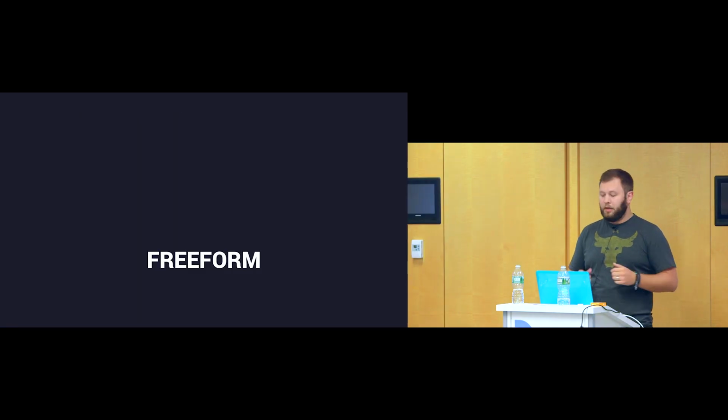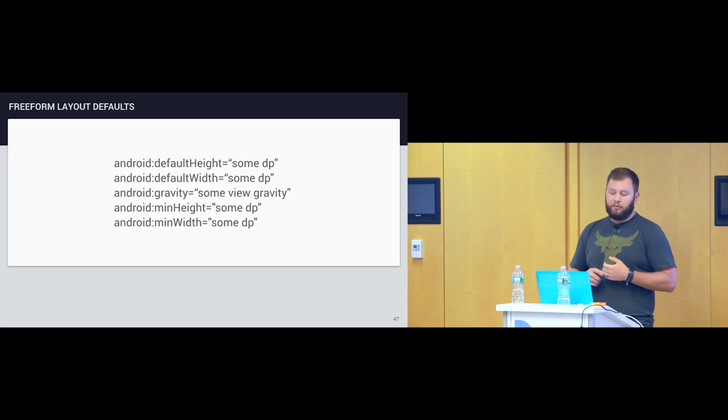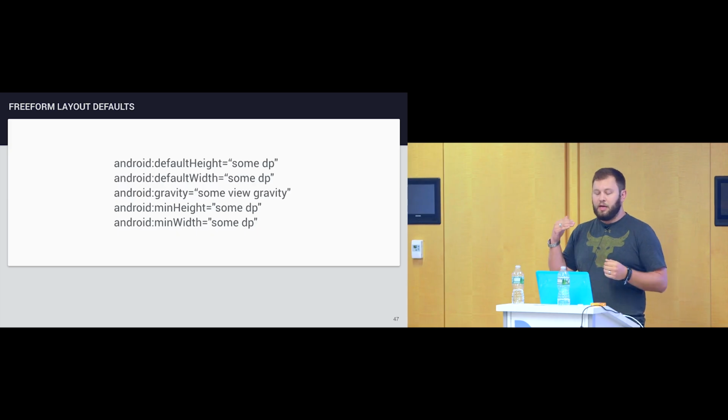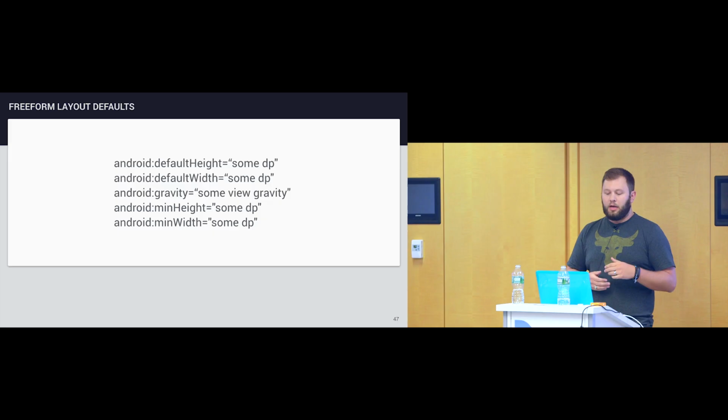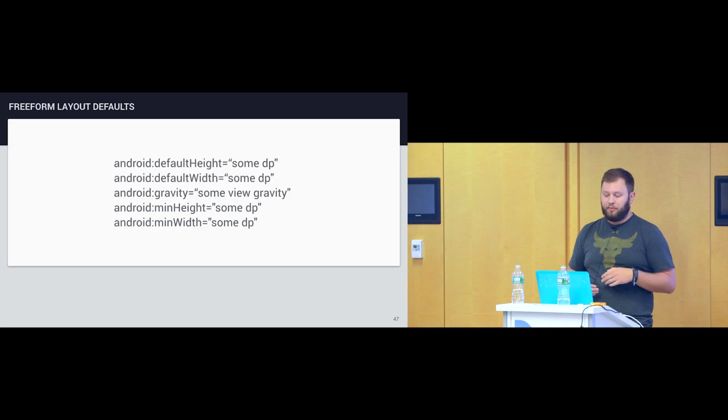Now there are a couple things that we can do differently with these modes, specifically freeform mode and split screen. In freeform, we actually have the ability to do default width and default height, gravity, and min height and min width. So basically this means that when the user starts your activity into multi-window, whether it's freeform or split screen, in freeform mode you have the ability to set the default height and width. That activity will snap to a specific default height and width, and will snap to a part of the screen depending on the gravity you set.